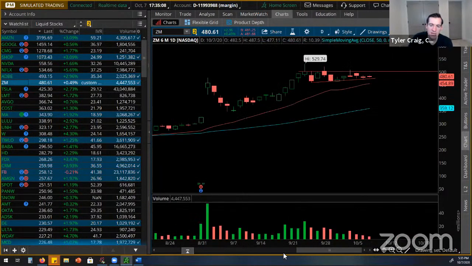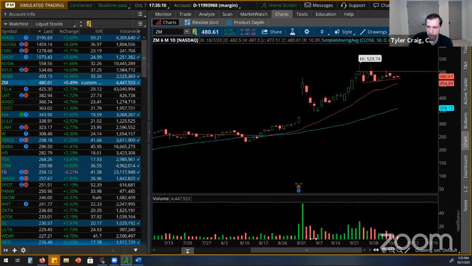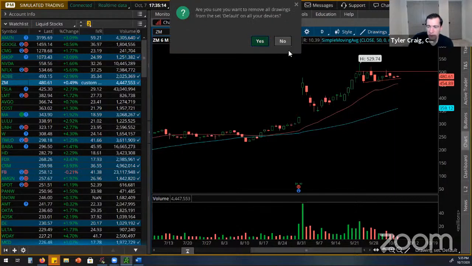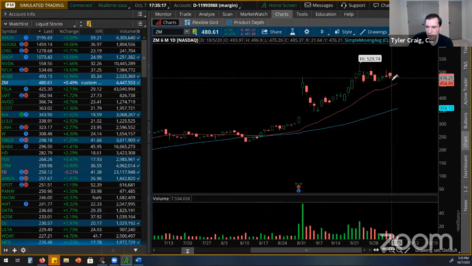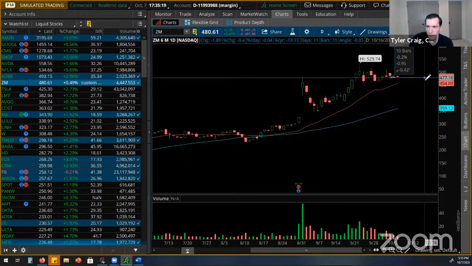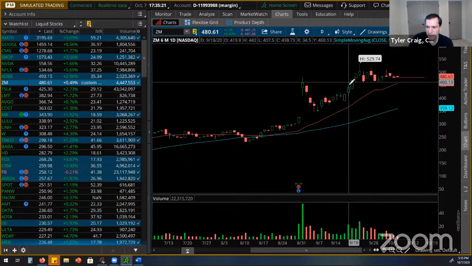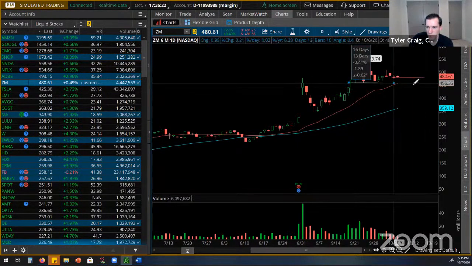Where do you put a stop loss on a high base? Well, you could put it below a prior day's low. Put it below today's low. You could put it below the low of the base. In this case, that would be around 460.